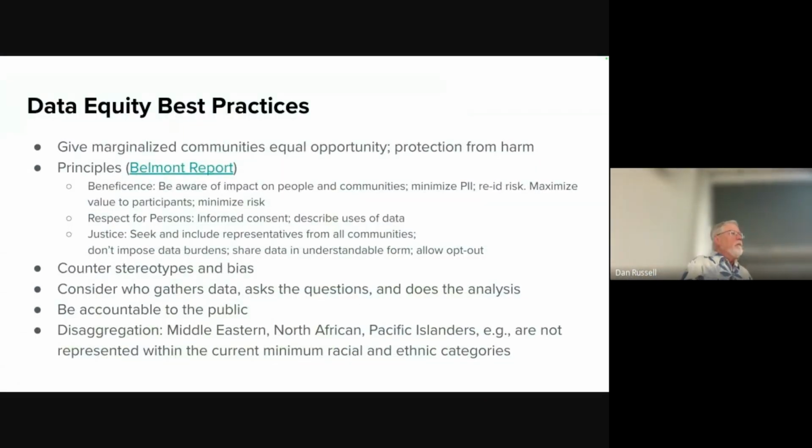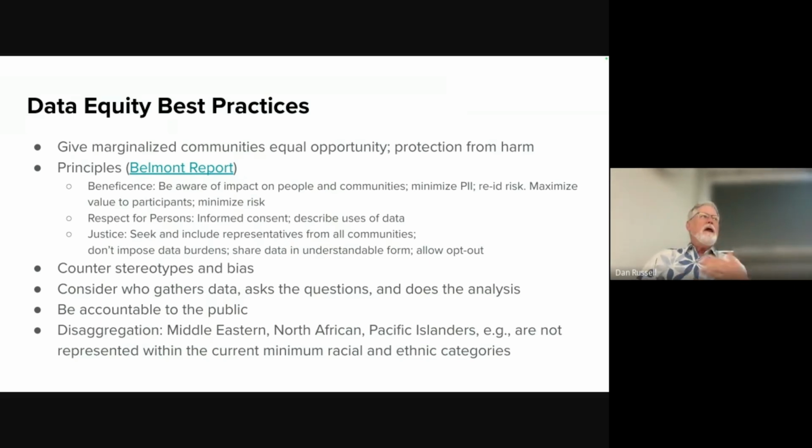So we've got a lot of data equity best practices, so that people get equal access to data, and the transformation and use of that data is equitable across different socioeconomic classes, ethnicities, regions, and so on. We want to be able to give marginalized communities equal opportunity, which is sometimes tricky, right? If you want more details on this, Peter's put a link in here to the Belmont report, which talks about beneficence, respect, and justice as being three key principles for ethical handling of data.